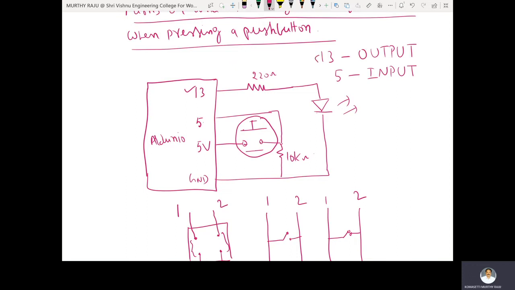We configure these 2 pins in the setup, and also the control of this LED, that means on and off, depends on the push button pressed or unpressed state, that means high value or low value. Based on that, we have to write the program here.